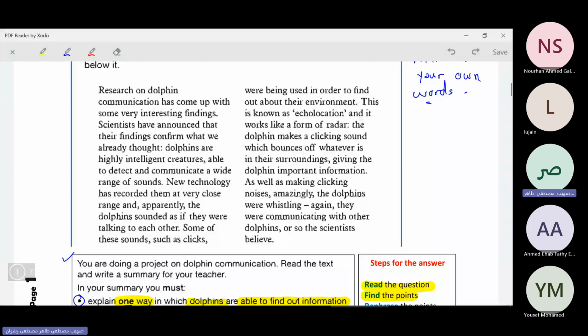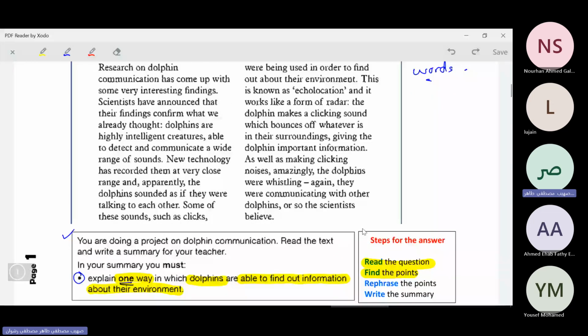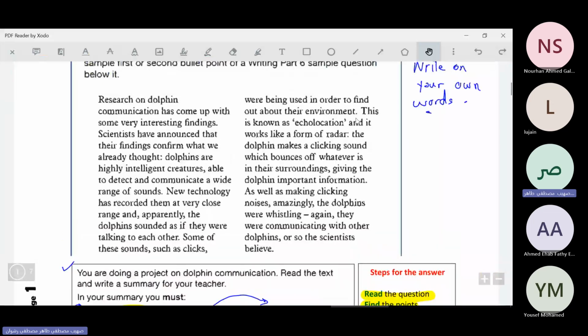We want to find what from this text? We want to find one way in which the dolphins are able to find out or discover or learn information about their environment. So as long as you know what you are looking for, you just scan the text. You don't need to read for detail and to understand every single line.